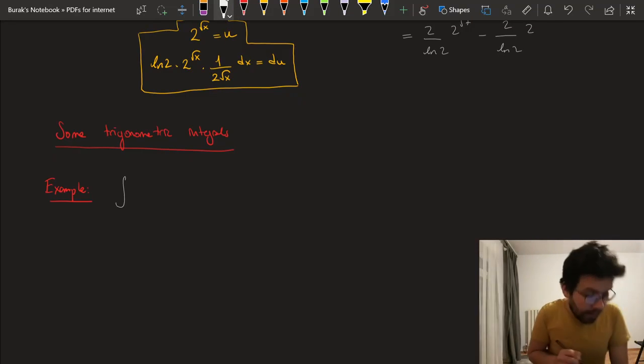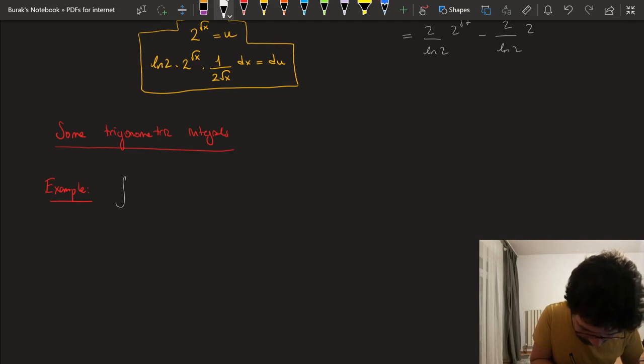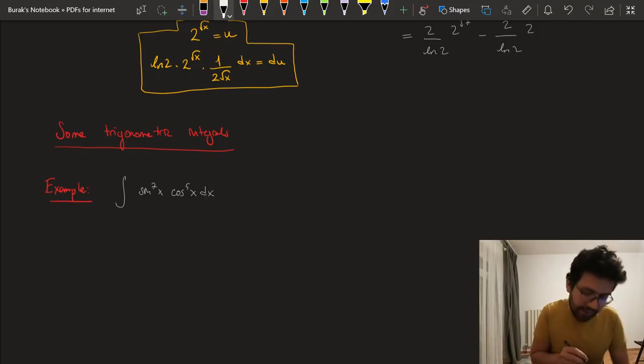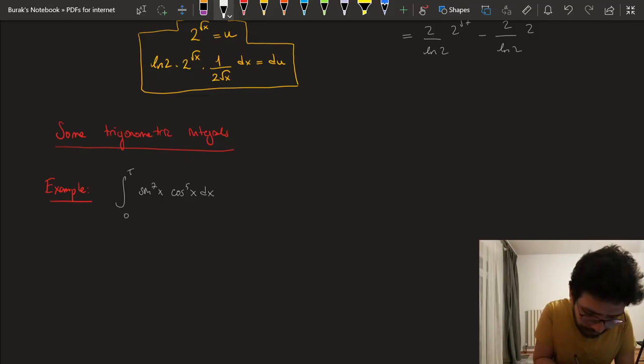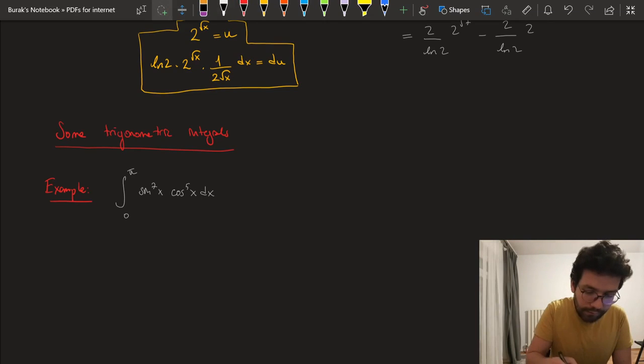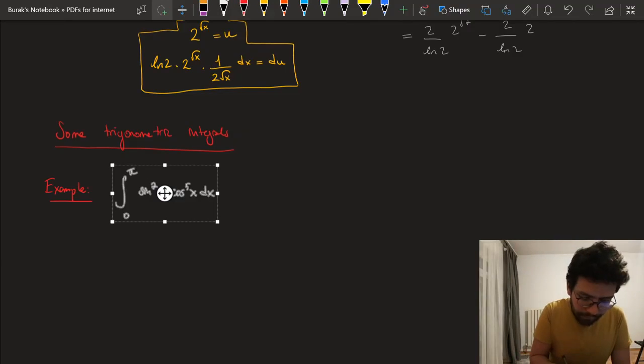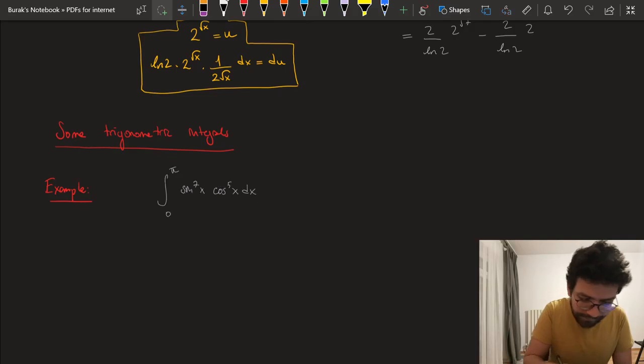Okay, let's find the integral of sine to the power 7x and cosine to the power 5x, and let's integrate this from 0 to pi. So the question is, find this.